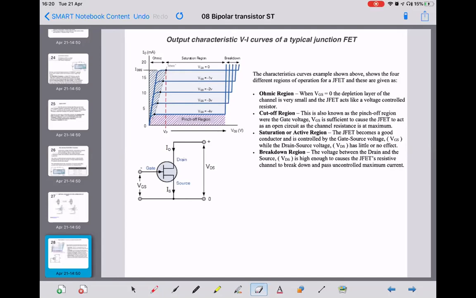All right, and then lastly, if you look at the right hand side of that diagram, where you get the point at the end where the current goes north very quickly, that's the breakdown region. It's where the VDS is high enough to cause the FET's resistive channel to break down, and you're in the realms of destroying the device if you get up there. It's a bit similar to the breakdown voltage of a reverse bias diode.